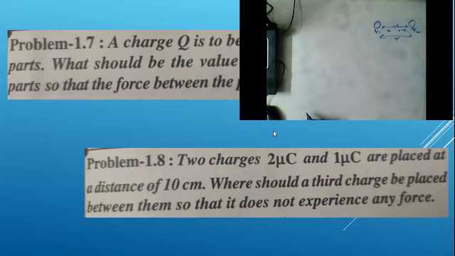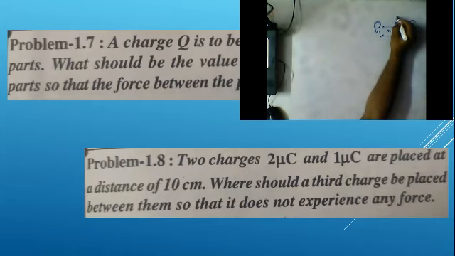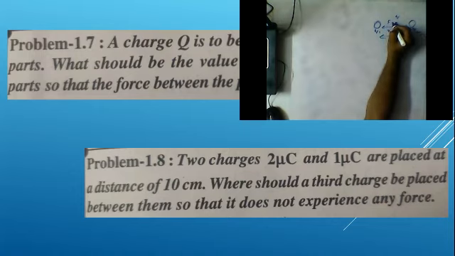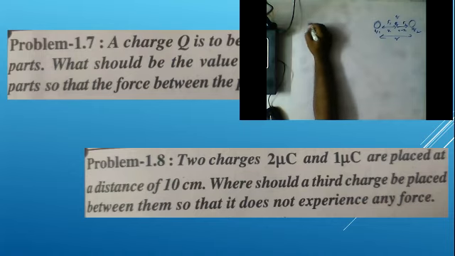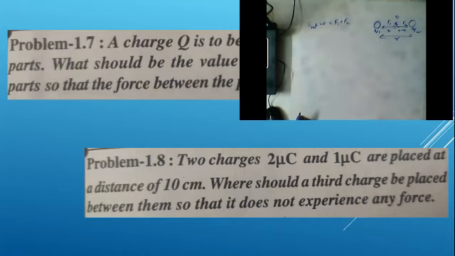So what can we write, guys? Here I have some point charge Q. Here it is Q1 and here it is Q2, and I kept a point charge. Now here I'm thinking it is F1, and here it is F2. So our concept is what? F net is equal to 0. If F net is equal to 0, we can write F1 plus F2 is equal to 0.